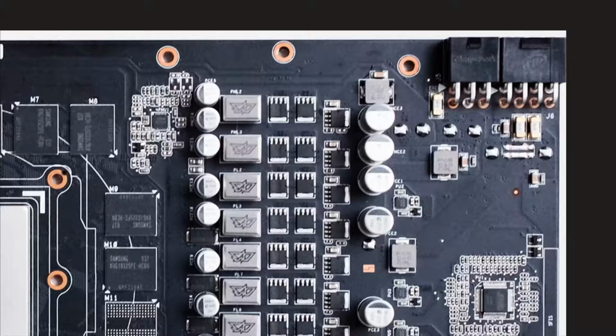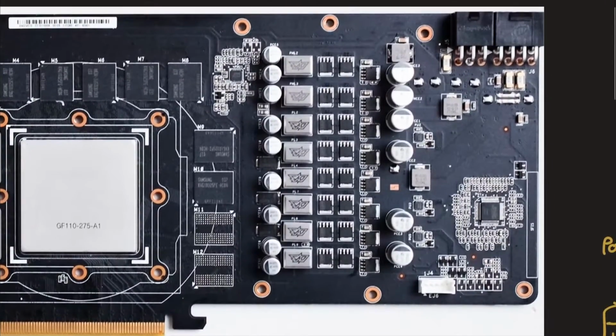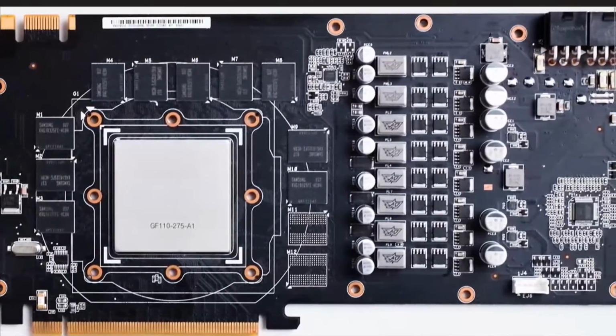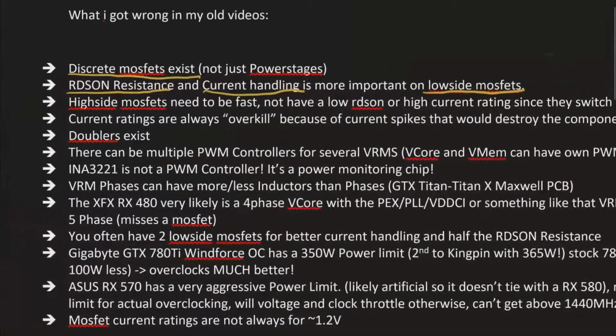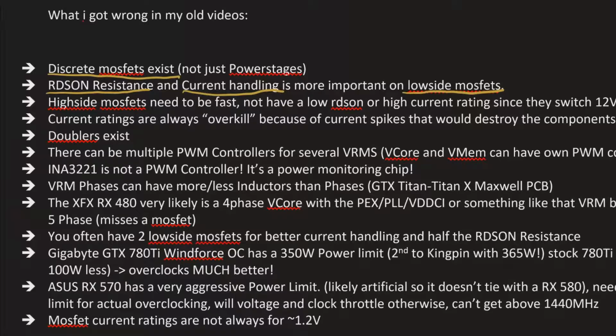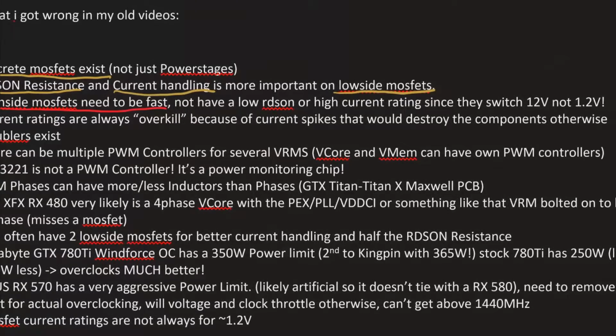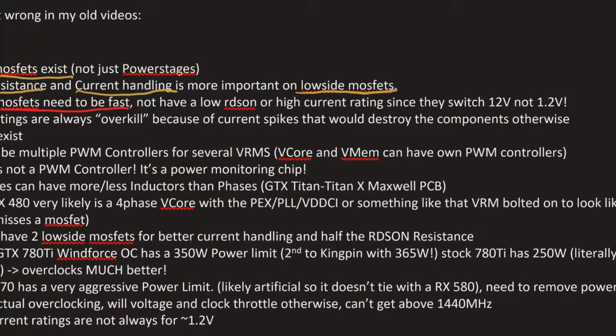And yeah, so pretty much high side MOSFETs just have to be fast. They have to be fast when switching on and off, and low side MOSFETs need to handle more current and have to have a smaller RDS on resistance. So basically that's it. I hope this wasn't too uncoordinated now. I hope I could explain that. So yeah, I already said that high side MOSFETs need to be fast and not have low RDS on. They can have higher RDS on because they're switching 12 volts.